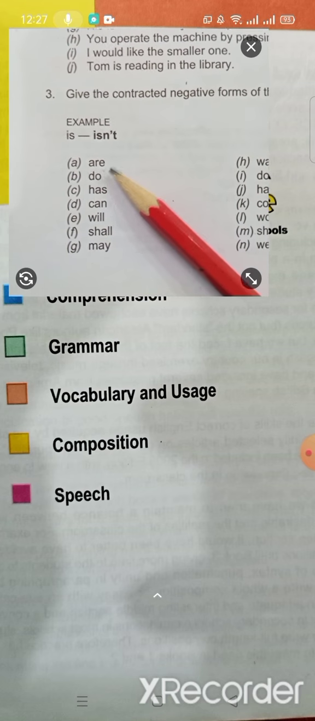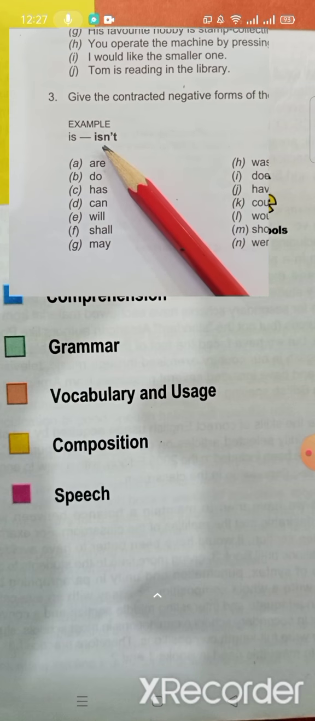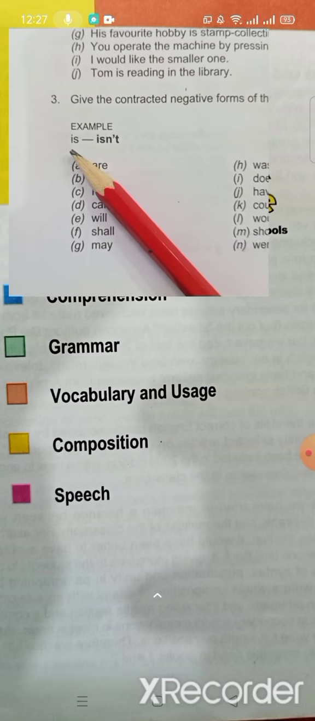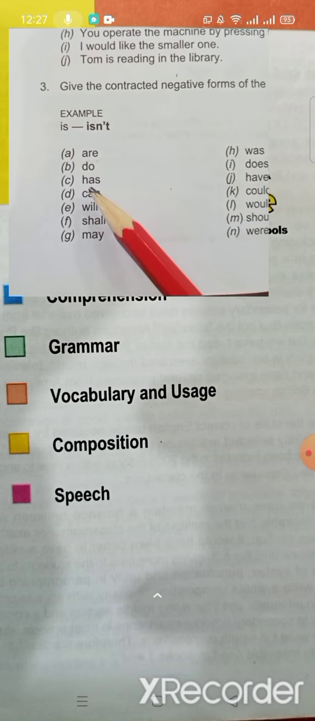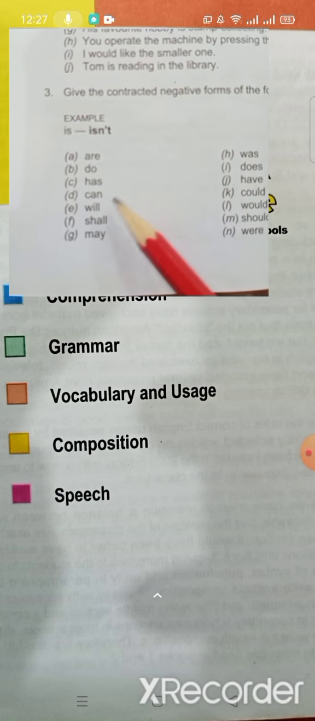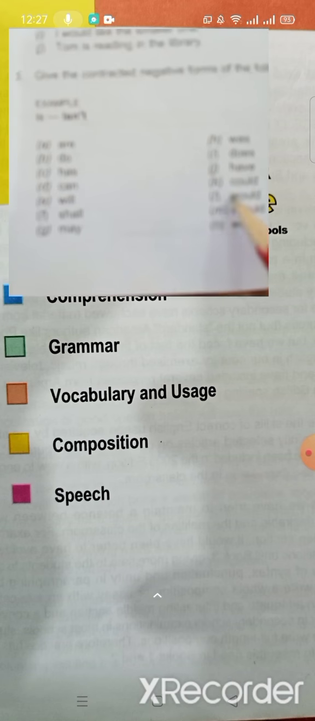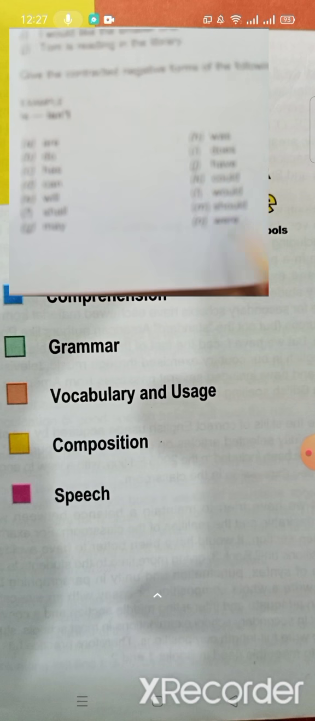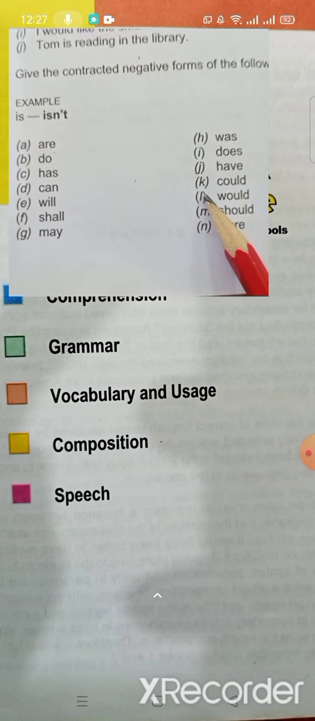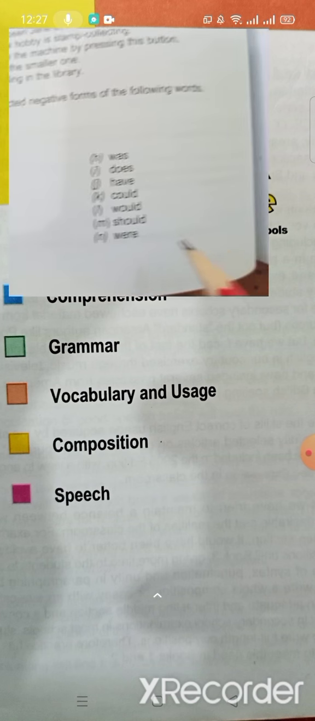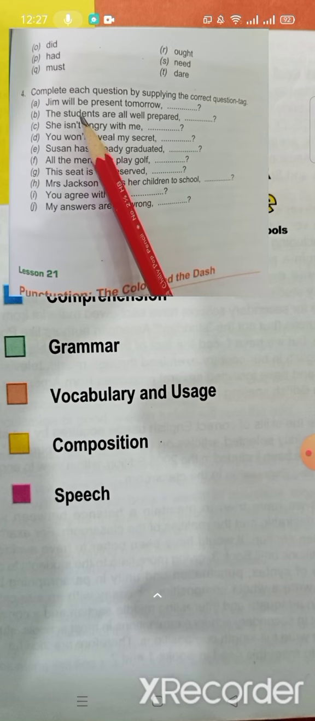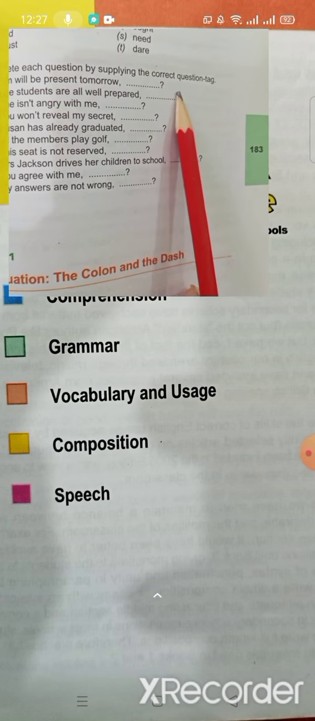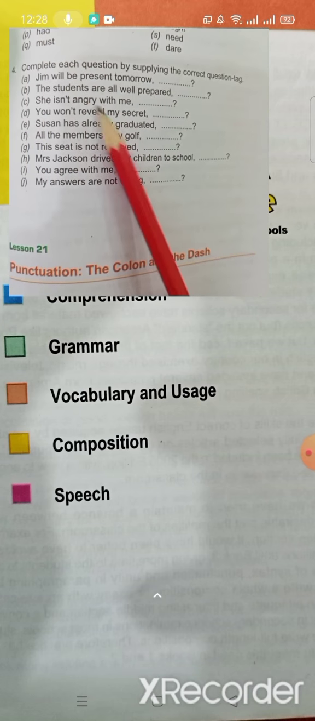Now it's okay. So you have to make the contracted form: is, isn't; are, aren't; do, don't; has, hasn't; can, can't. Similarly, you have to make the further negative words, meaning contracted words, short forms. Exercise 4: complete each question by supplying the correct question tag. So you have to make question tags.